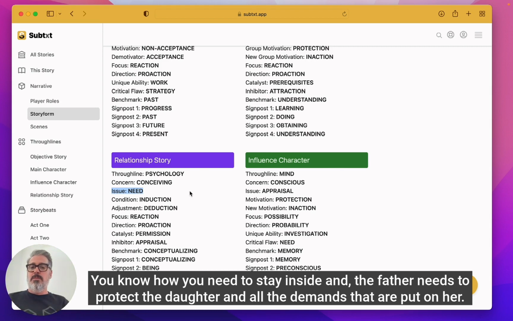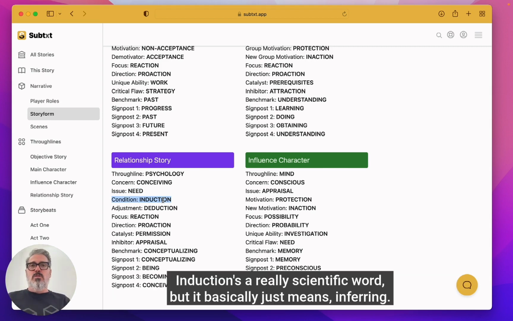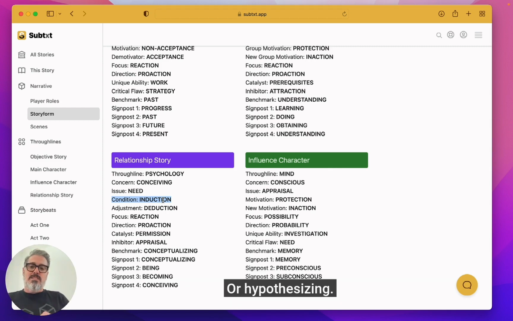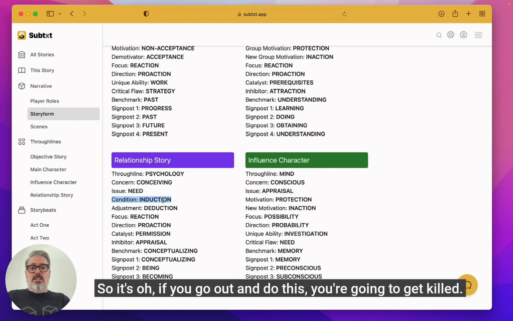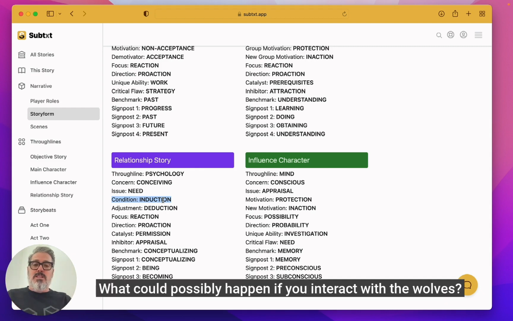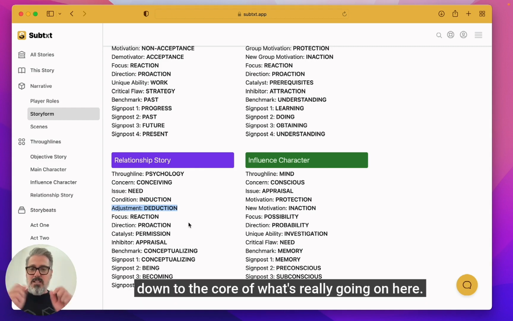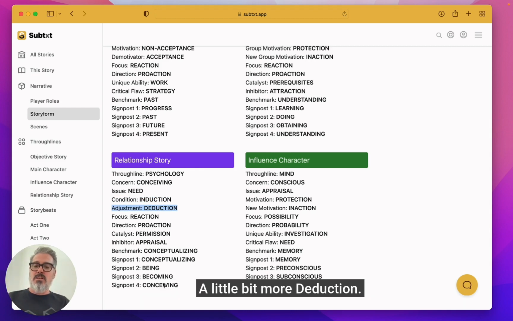When you have induction as a condition of the relationship, induction's a really scientific word, but it basically just means inferring or hypothesizing. So it's, oh, if you go out and do this, you're going to get killed, or if you upset the Lord Protector, everything's going to go on. If I let you do this, what could possibly happen if you interact with the wolves? When really what brings them closer together is getting rid of all the superfluous stuff and getting down to the core of what's really going on here. A little bit more deduction.